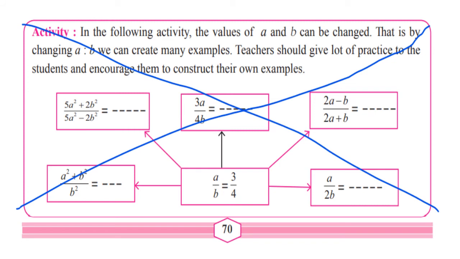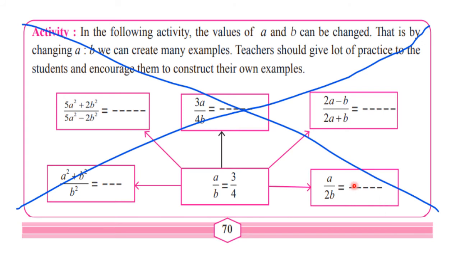So, below that you have this activity. This activity is cancelled. Just below practice set 4.3, this activity is given on page number 70. So, this is not there. It is under reduced syllabus. So, take a note of this.